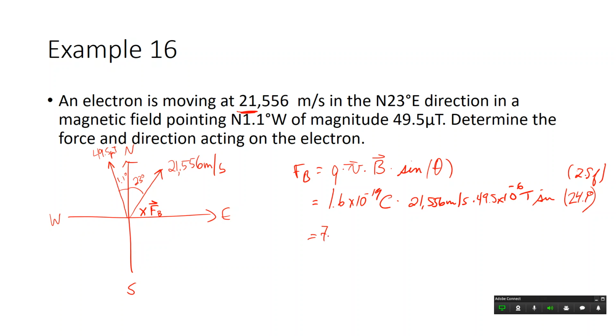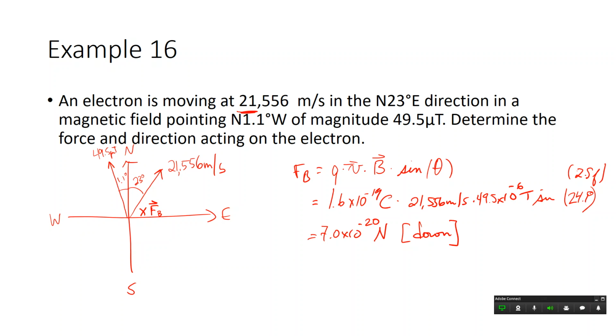Units, direction, down. South, south is actually that way, whereas down is that way. All good?